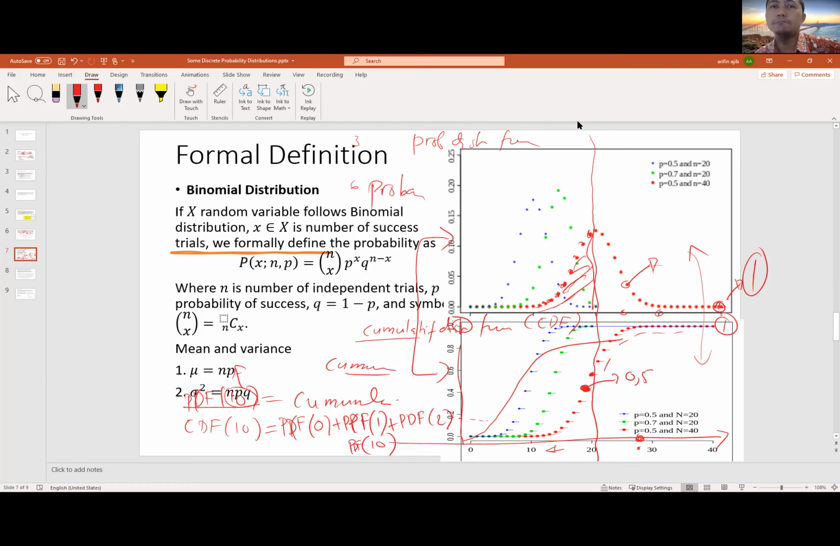Paham sampai sini? So it's like the total of the probability. The total of the probability, yes, total but less than or equal to 10. Total of the probability from 0 to 10. Yes, exactly. And then the total you can put here, in this point. Oh, okay, sir. Thank you, sir.